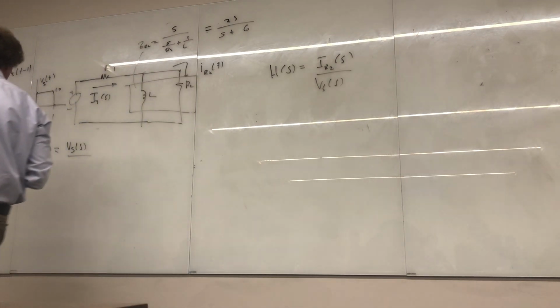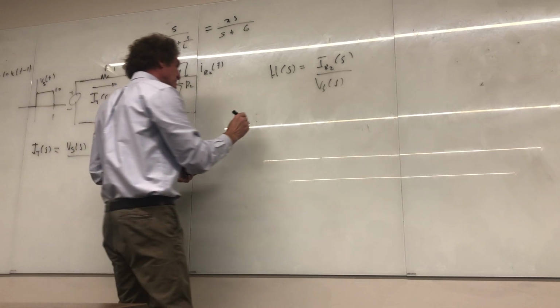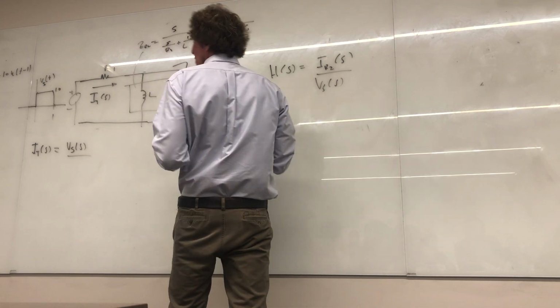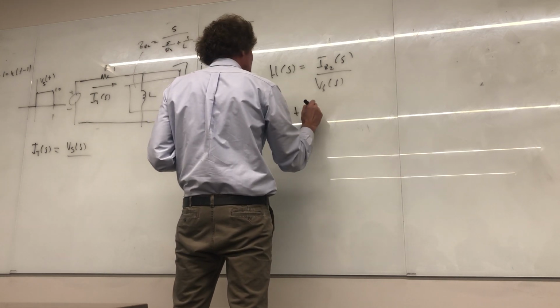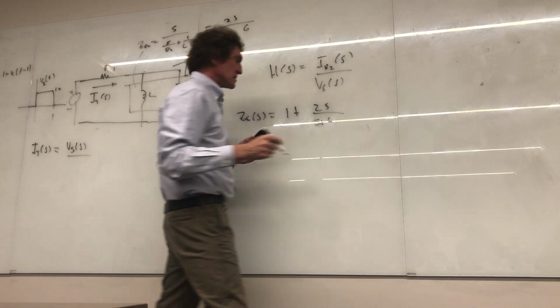Now I'm ready to get I of S because I've got my Z of S, that's the input impedance. Oh, sorry, I don't have the input impedance yet. I have to add R1 to it, my bad. Are you with me, class? So now my Z in, the input impedance in the S domain, would be, what is R1? 1. Just 1. 1 plus 2S over S plus 6. Agreed?